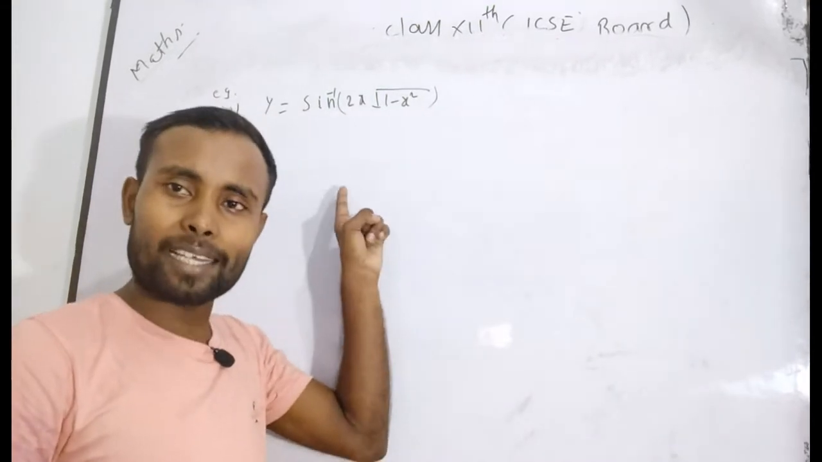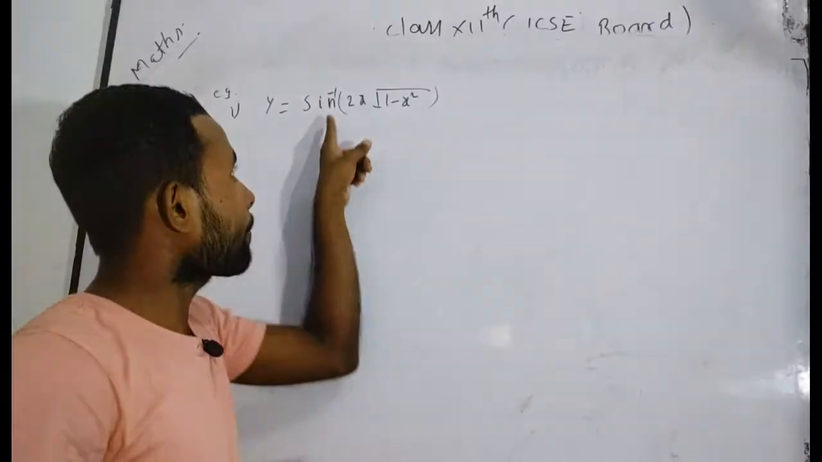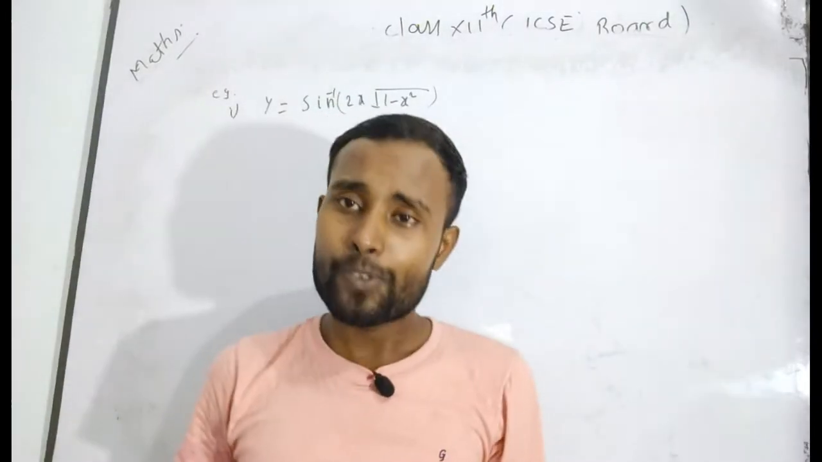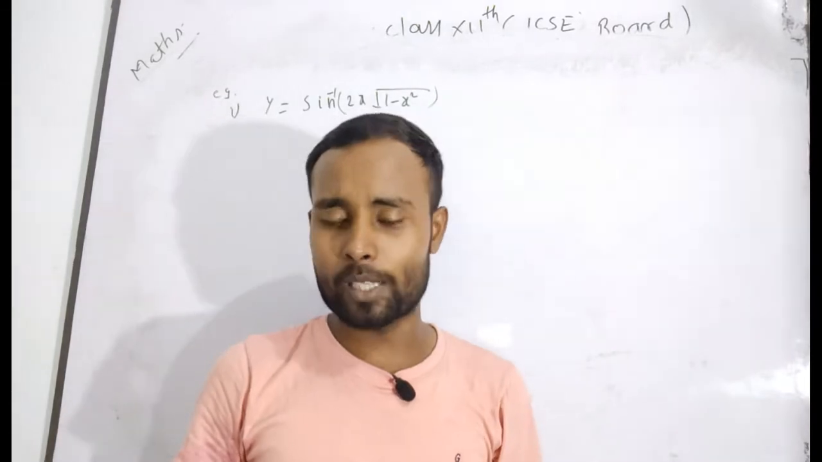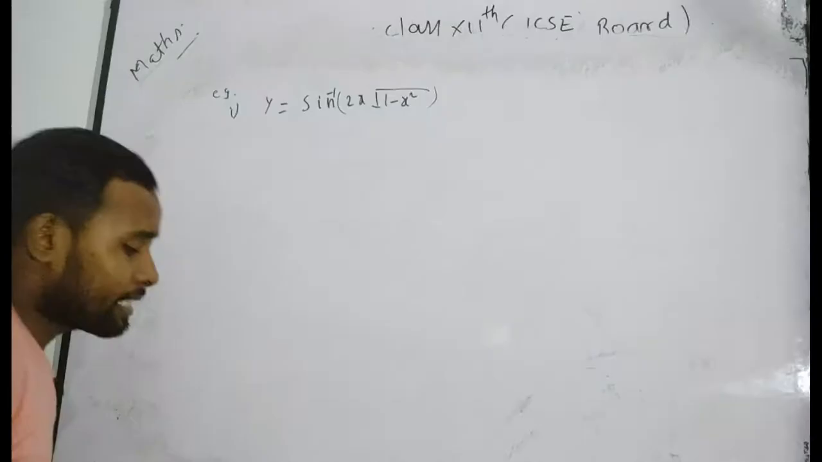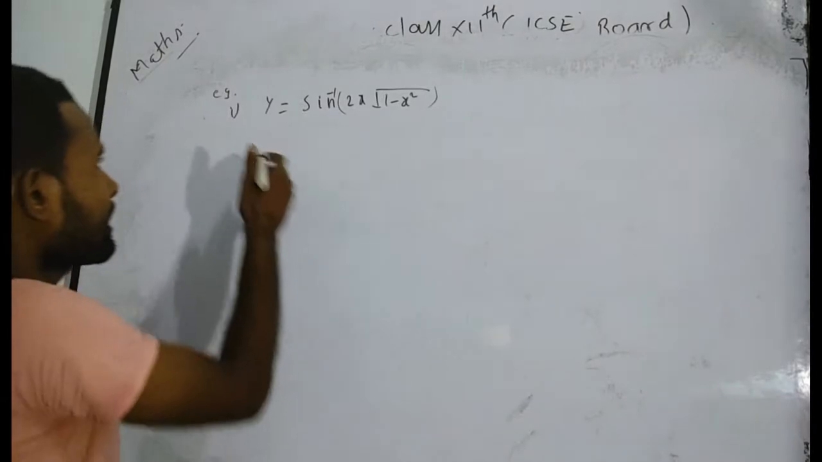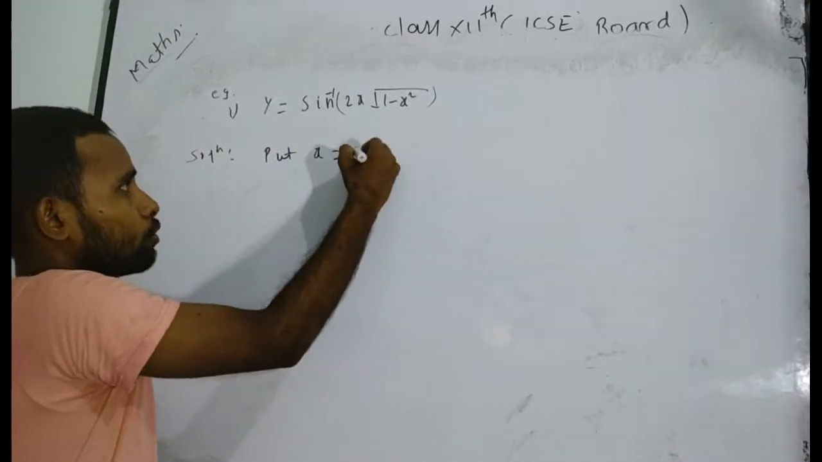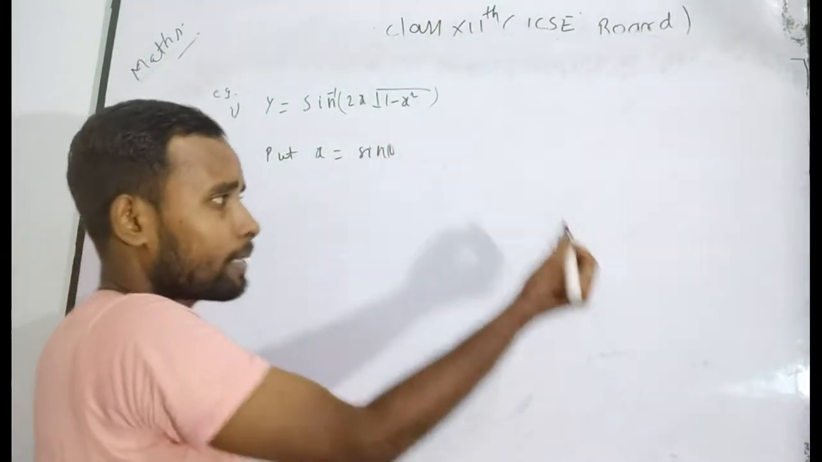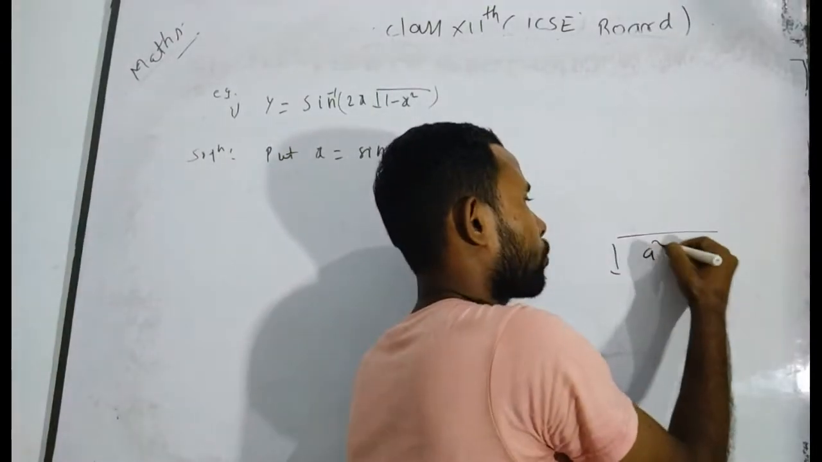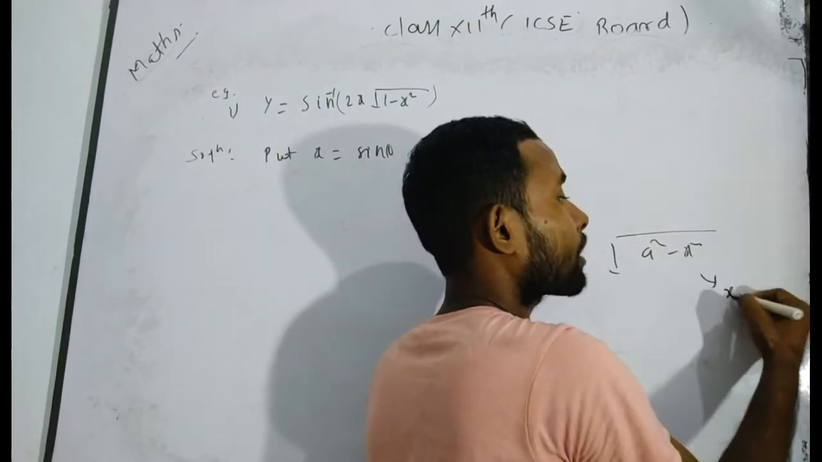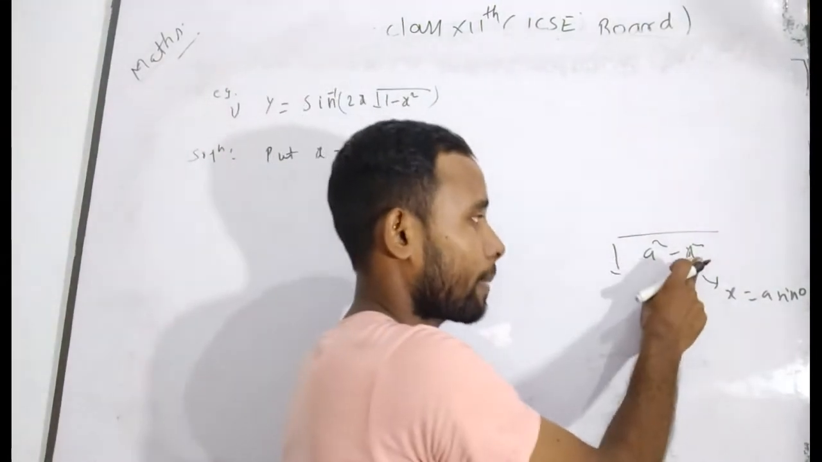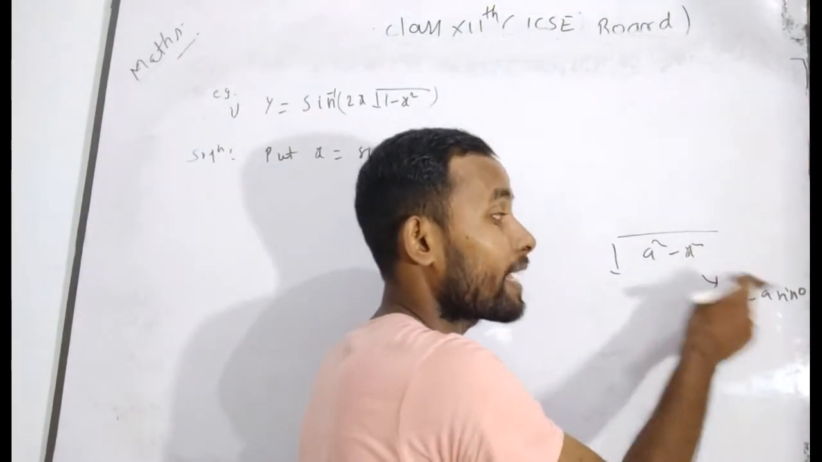And if you see here, it is of the type under root 1 minus x square. So you have to put here x is equal to what? Sine theta or cos theta as you wish. So I want to put here sine theta. Put x is equal to sine theta. Sometimes it is given as a square minus x square, then put x is equal to a sin theta. Whenever it is related to under root a square minus x square, then you have to put x is equal to a sin theta.